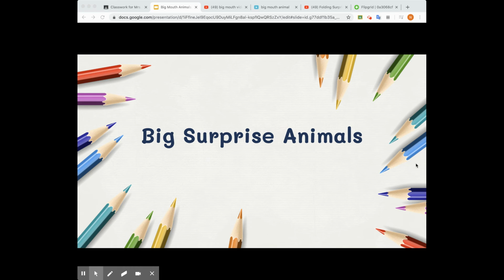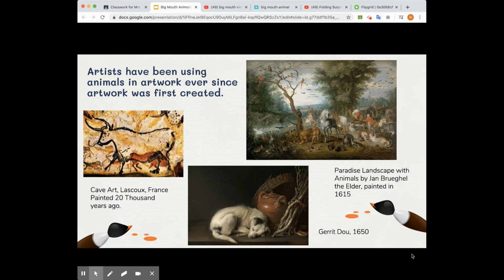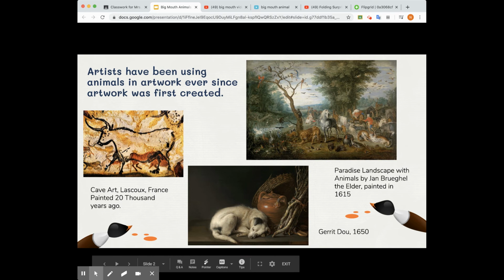Hi, artists. This week's activity is called Big Surprise Animals. Artists have been using animals in artwork ever since artwork was first created. Here is some cave art in Lascaux, France, painted 20,000 years ago.